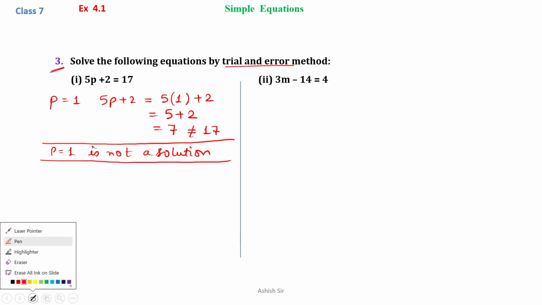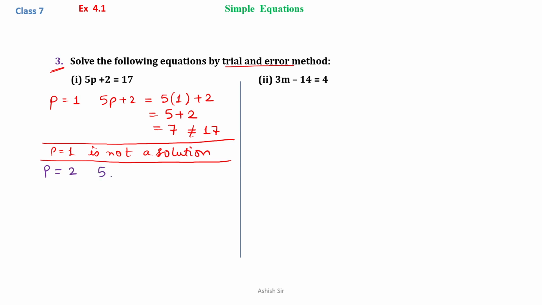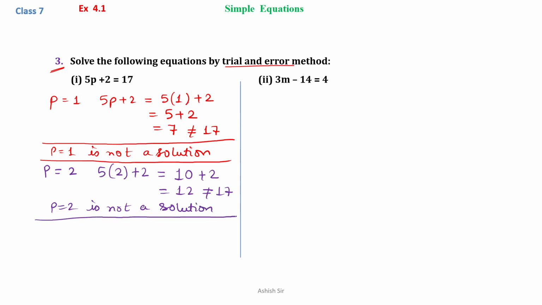So another value would be, let us say, p equals 2. So when p is equal to 2, 5 into 2 plus 2. So this will be 5 2s are 10 plus 2, that is 12. This is also not equal to 17. So p equals 2 is also not a solution. When it is not a solution, we have to try with another value. Let us take 3. So we are trying with the value 3.